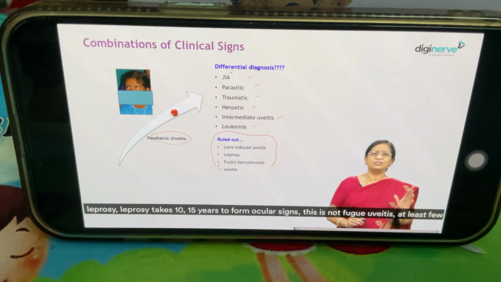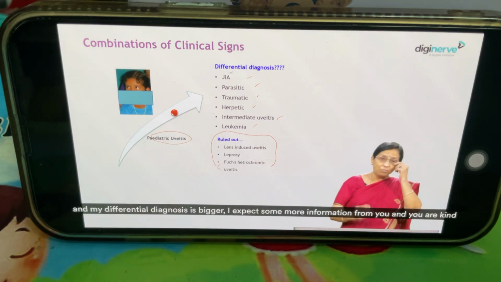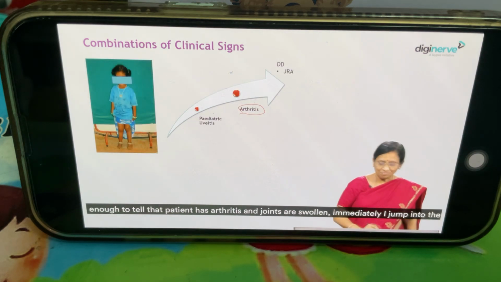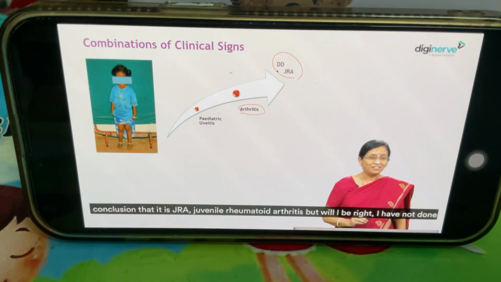This child will never have leprosy. Leprosy takes 10-15 years to form ocular signs. This is not Fuchs uveitis. At least a few things I have ruled out because you said pediatric uveitis. But I cannot make any definitive diagnosis and my differential diagnosis is bigger. I expect some more information from you and you are kind enough to tell that the patient has arthritis and joints are swollen. Immediately I jump to the conclusion that it is JRA, juvenile rheumatoid arthritis. But will he be right?